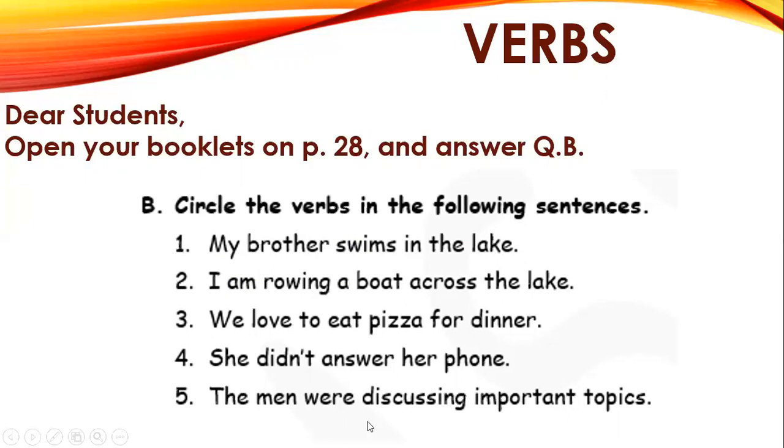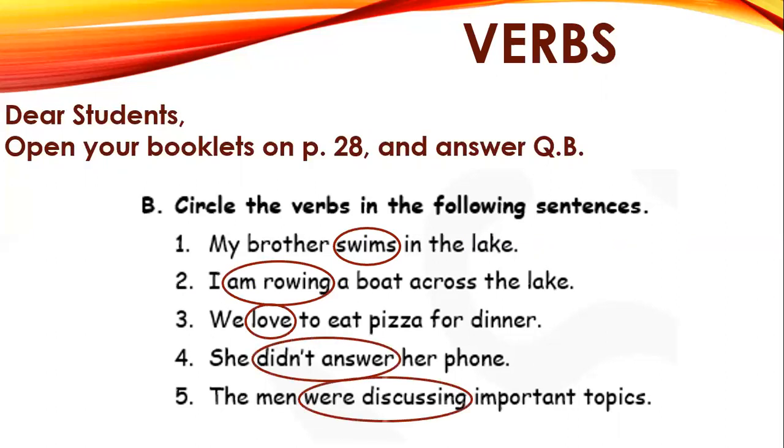5. The men were discussing important topics. There is a verb phrase here that consists of more than one word, and it is located after the subject, the men. So the verb phrase is were discussing. Please circle the verbs in these sentences in your booklets, and when you finish, check your answers. The verbs are swims, am rowing, love, didn't answer, and were discussing.